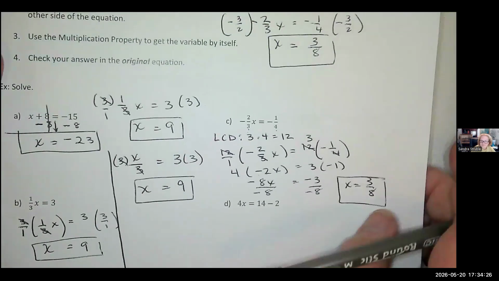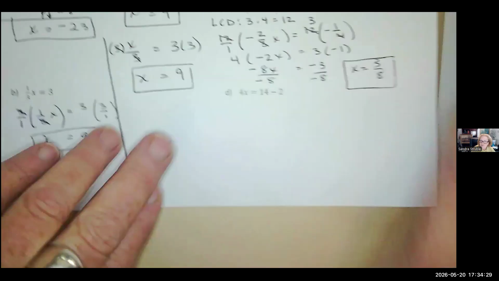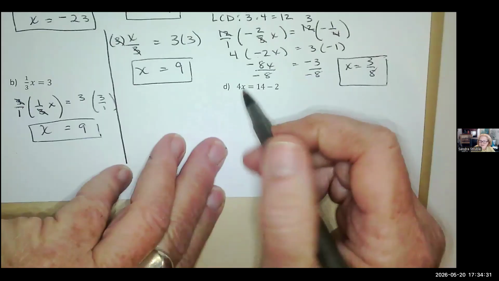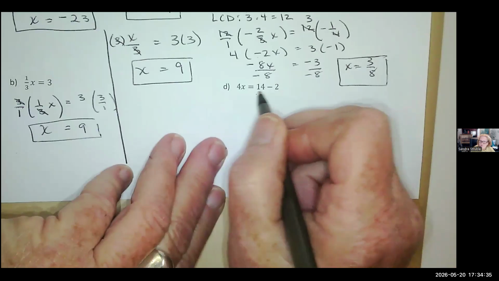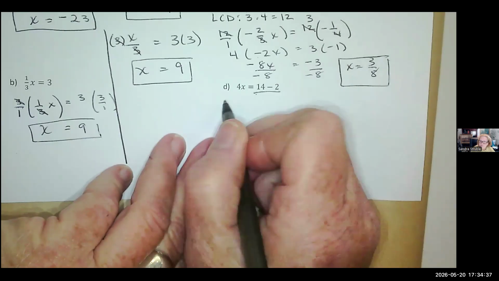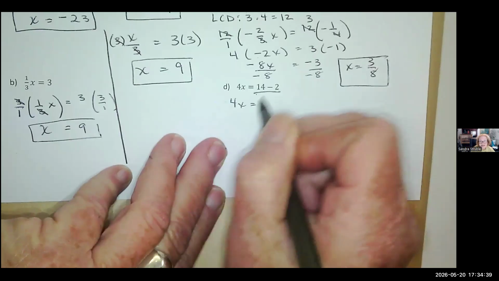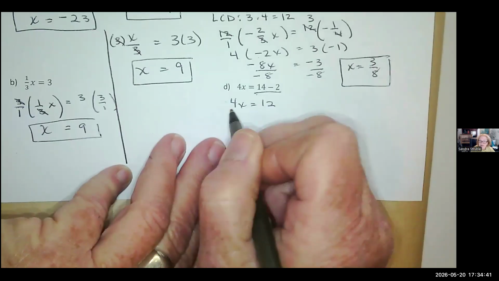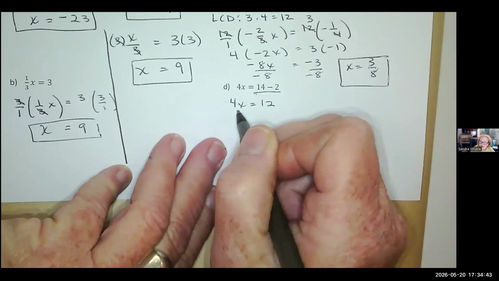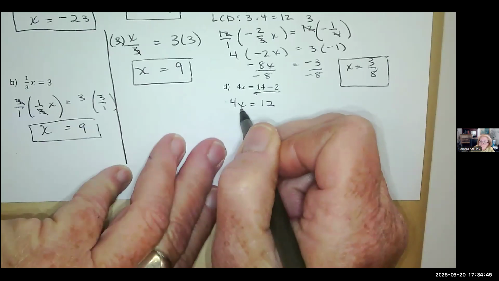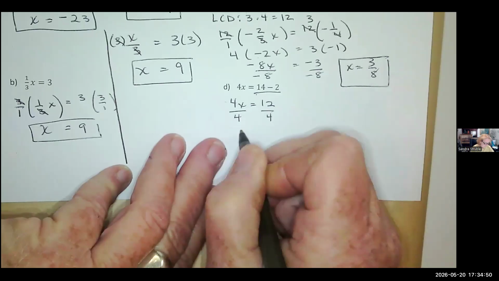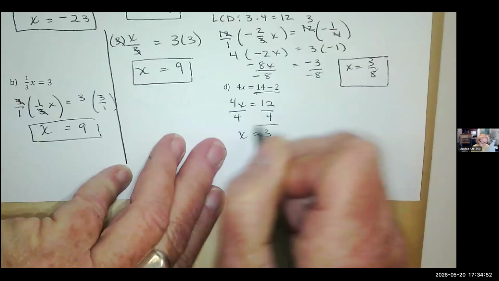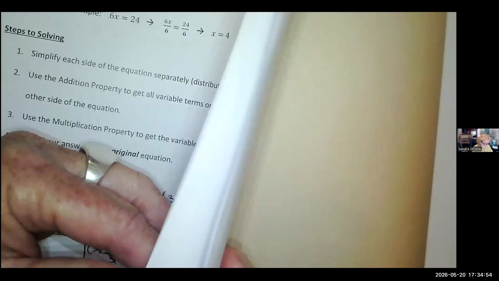Last one on this page. 4x is equal to 14 minus 2. Well, these are the same. These are like terms. So we need to combine these. And that's 4x is equal to 12. Now, who's attached to x and how? 4 is attached to x by multiplication. So I have to divide both sides by 4. And x is equal to 3. All right.